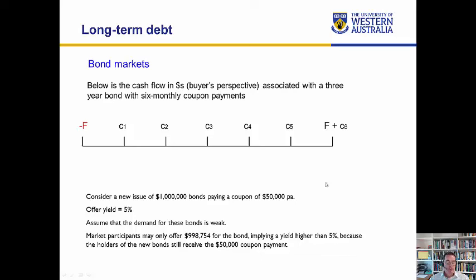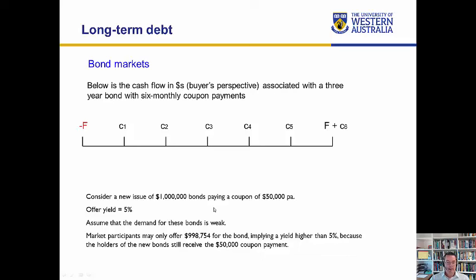So these are not discount securities. They do not deliberately sell at a discount. The offer yield of 5% is going to be driven by market forces. So the demand and the supply of money in these bond markets will determine the offer yield or the interest rate in these bond markets. I did say that these are not discount securities, and that's true.